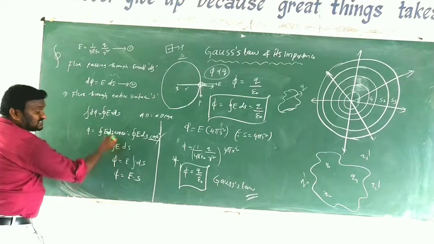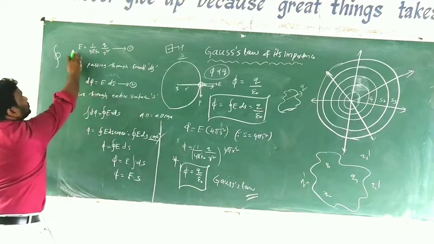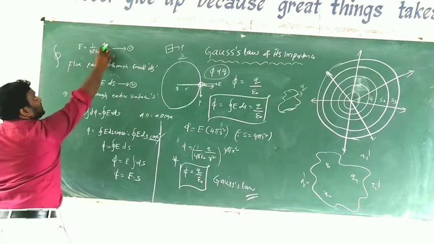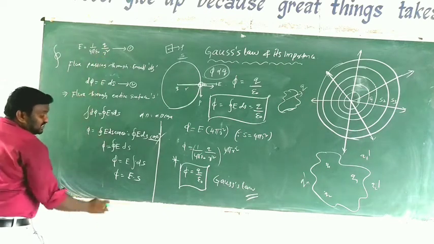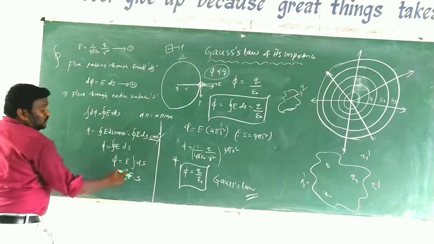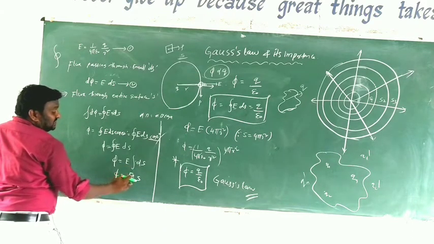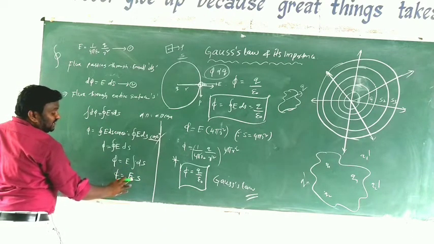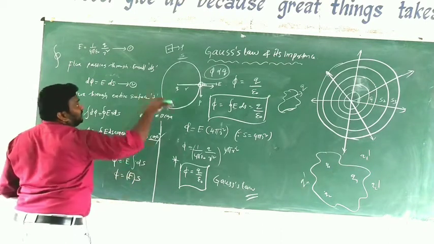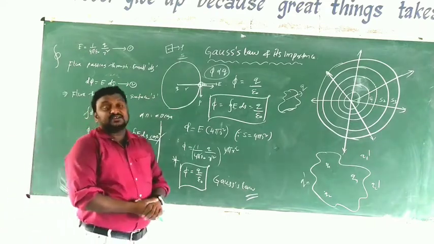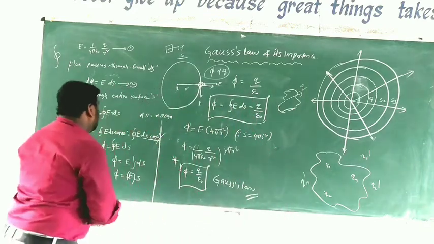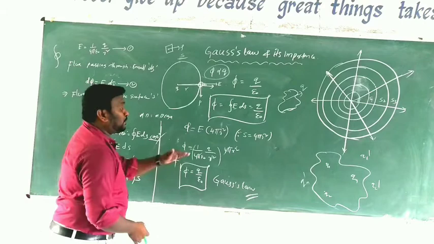After that, E is constant because E equals 1 by 4 pi epsilon naught times q by r square, where 1 by 4 pi, epsilon naught, q and r are all constant. Then we integrate only over s, so integration and differentiation cancel, and we have phi equals E into S. Here S is the surface area of the sphere, which is 4 pi r square. So instead of S we write 4 pi r square.